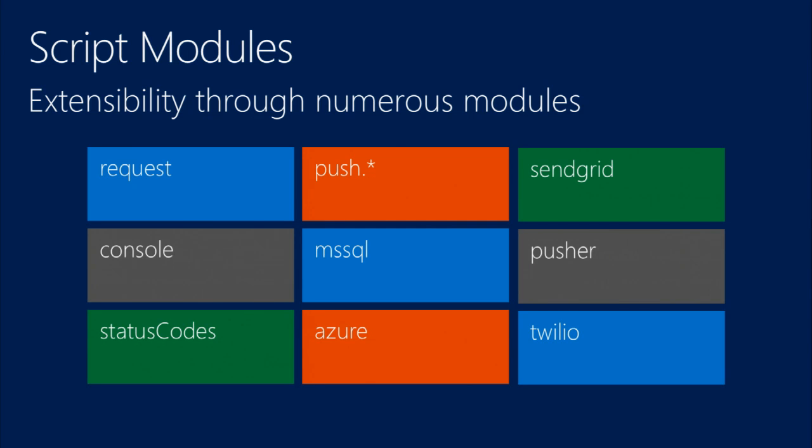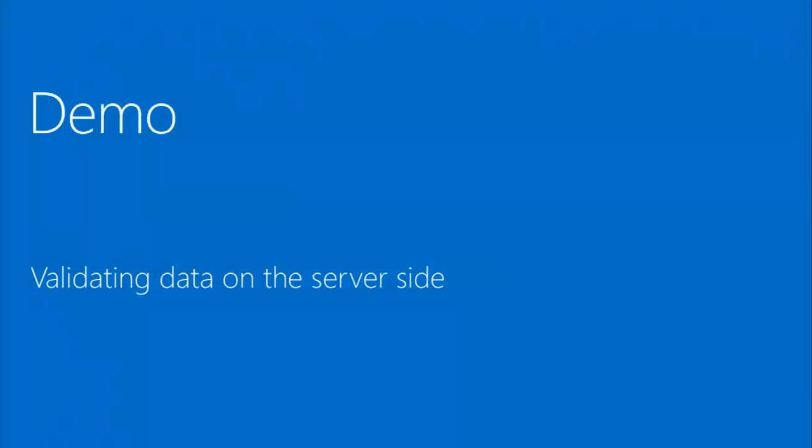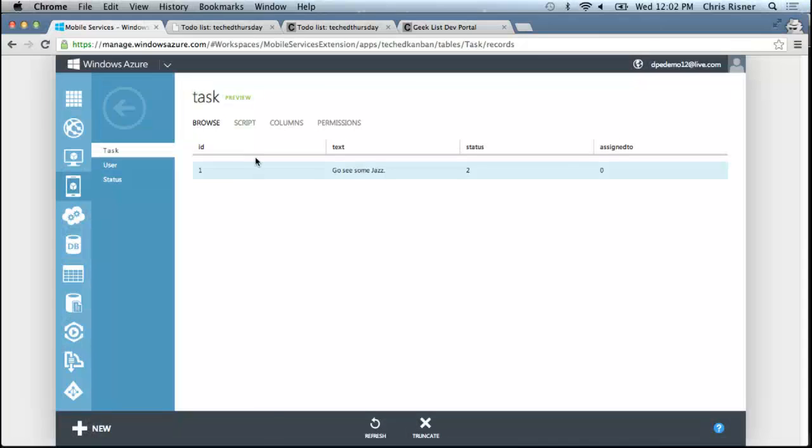So the next thing we're going to do is I'm going to add some data validation into the server side to make sure that when Brady creates a new task for me, it's enough information that I know what to do. So I'm back here in the portal. I'm in my task table. I'm going to go from browsing over to script.